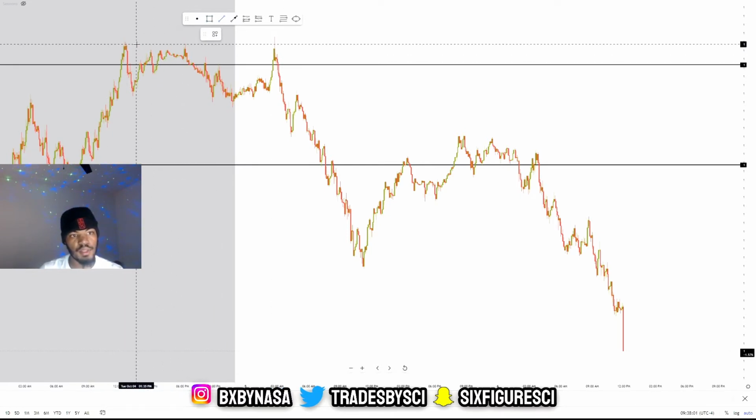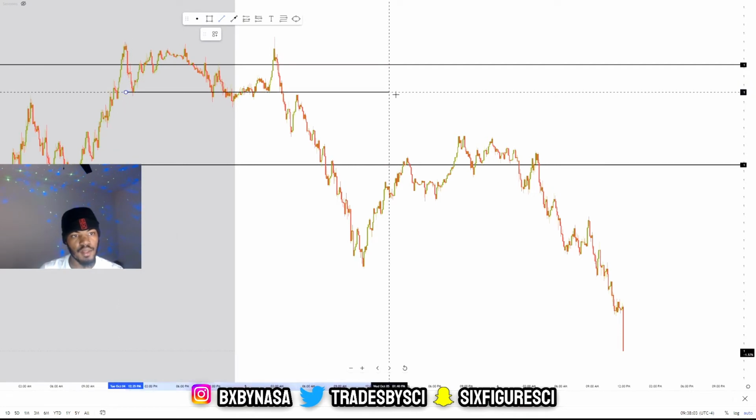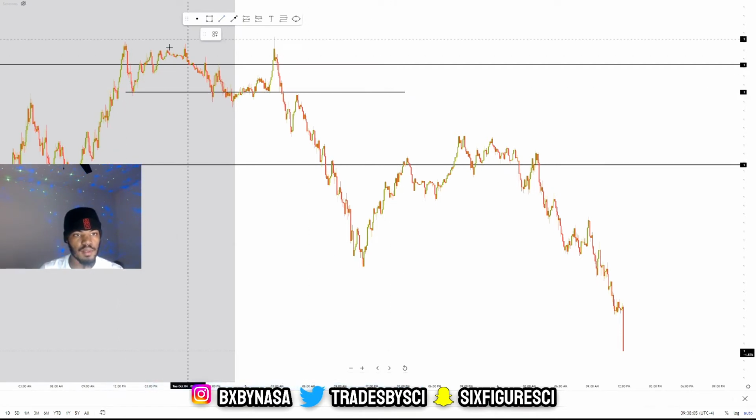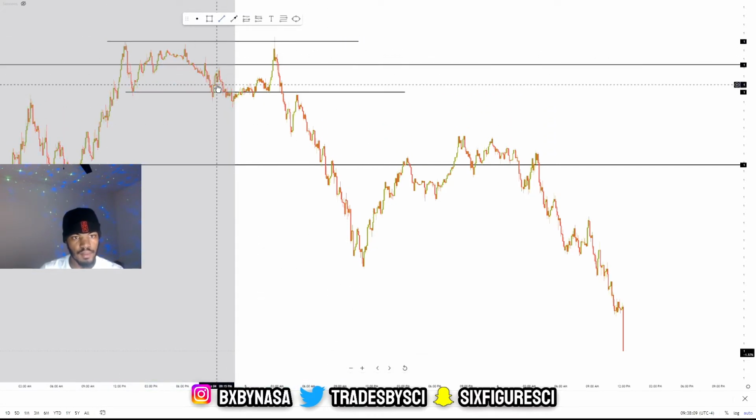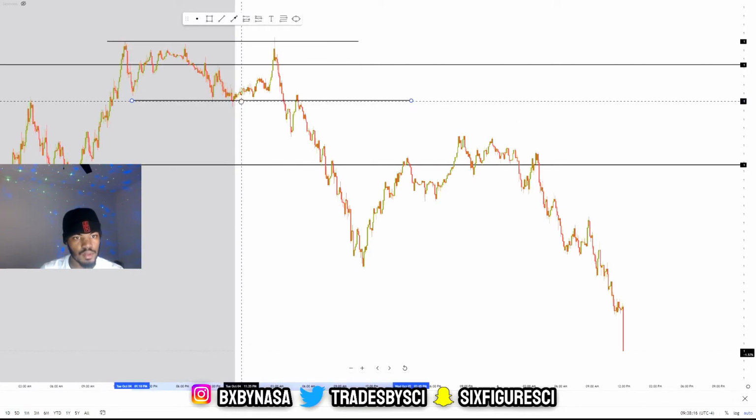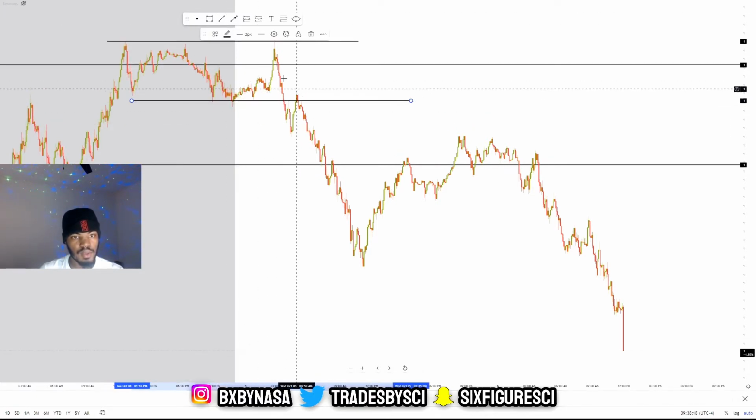It came up to this area, kind of consolidated, and we had lows here, and then we had highs here. So then price ends up breaking a low. You could have been taking all positions under this low. Let's just say under this low, you could have been taking all positions under here.